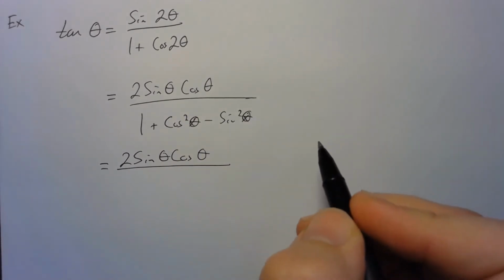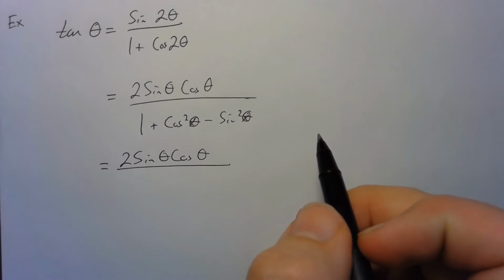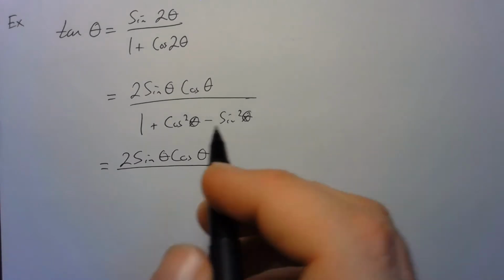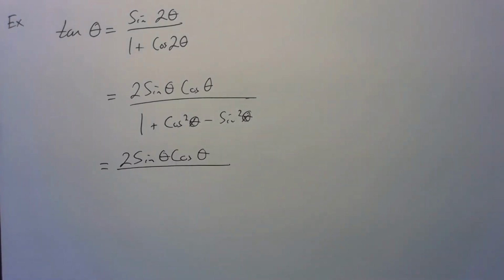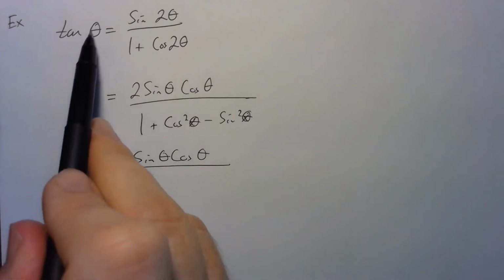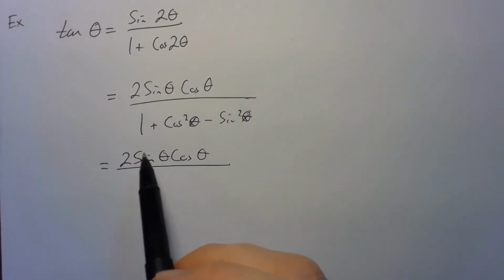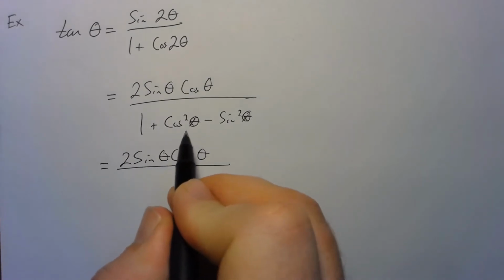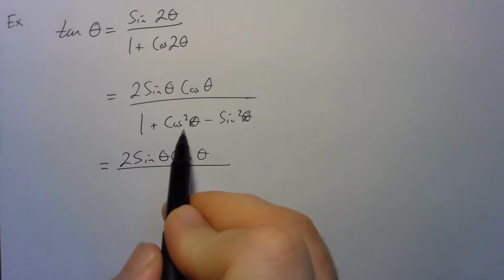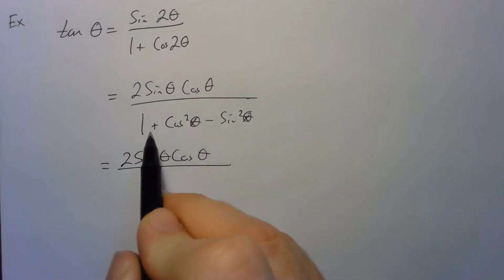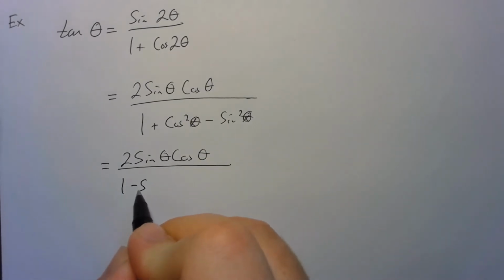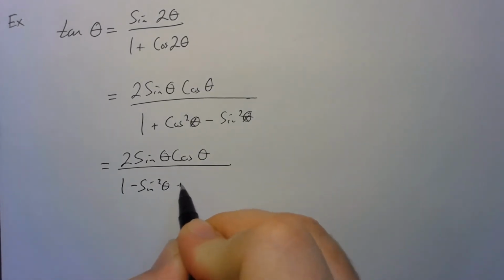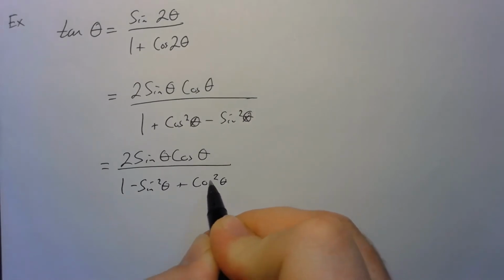I no longer have double angles in any of my problems, so I really just need to simplify the stuff on the bottom so that I can be left with just a tangent overall, or sine on top over cosine on bottom. With that, let's see here. I have 1 plus cosine squared minus sine squared. If I rearrange the order of this, I have 1 minus sine squared theta plus cosine squared theta.